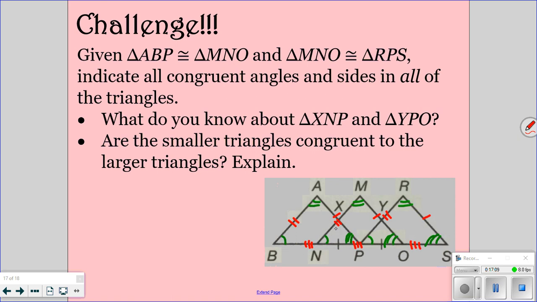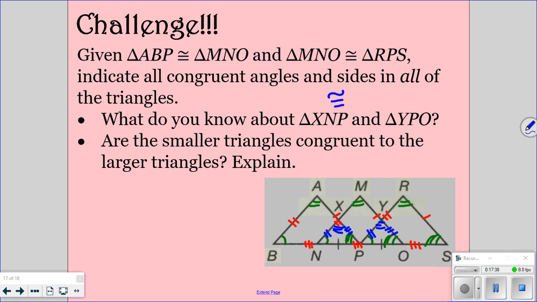For the little triangles, since these two angles are congruent, that means that this angle up here has to be congruent. And then they tell us that this side length is congruent to this side, which means that this one and this one are congruent, and this one and this one are congruent. So that would be indicating all of them. And so that means that the two little bitty triangles are congruent.